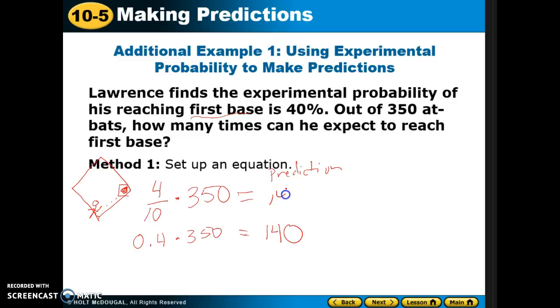They're both 140. So what does that tell me? Well, that tells me, if I multiply, I'm going to undo that. That tells me that if this guy Lawrence gets up to bat 350 times, 140 of those 350 he should get on base. So if I want to write it as a probability, I could say 140 out of 350 he will get to first base. 140 times is what we're looking at.